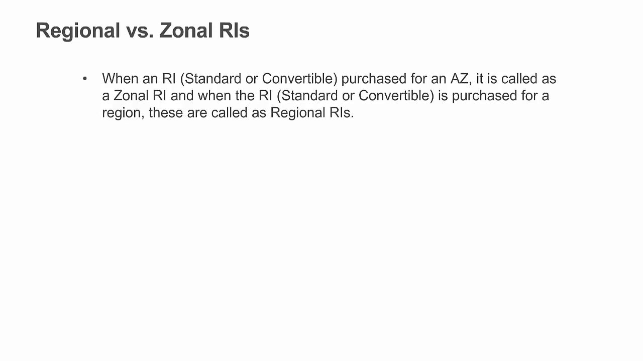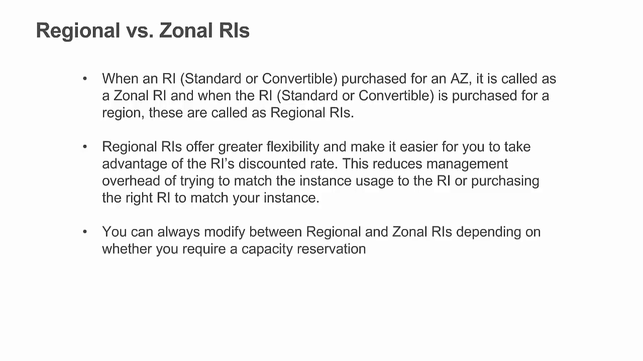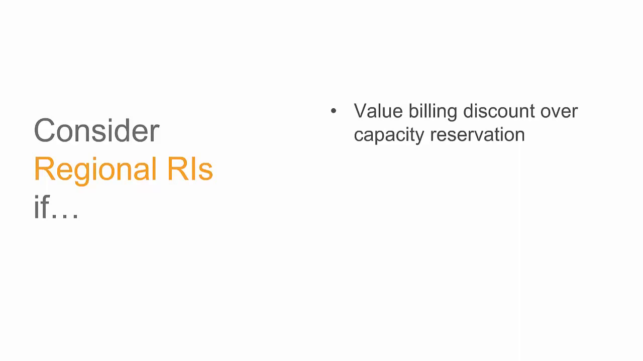So let's take a look at regional RIs and zonal RIs side by side. Once again, any RI, standard or convertible, can be purchased for an AZ or for a region. When the RI is purchased for an AZ, it provides a capacity reservation in addition to the billing discount. When the RI is purchased for a region, it offers greater flexibility to take advantage of the RI's discounted rate. You can modify the scope of an RI from region to AZ at any time, depending on whether you require a capacity reservation. And finally, there is no price difference between regional and zonal RIs.